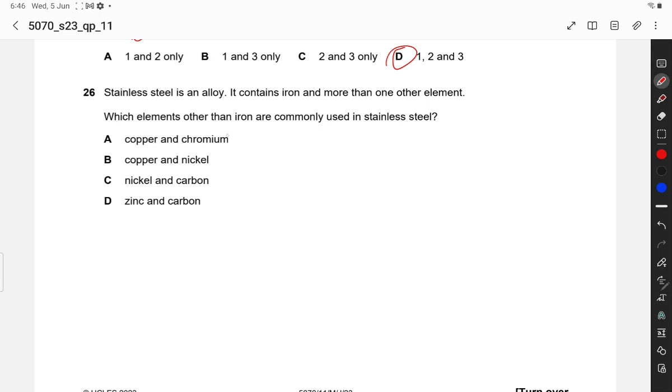Which elements other than iron are commonly used in stainless steel? In stainless steel, in addition to iron, carbon and nickel are used. So not copper, not chromium. Copper, nickel and carbon. So option C is the correct option.